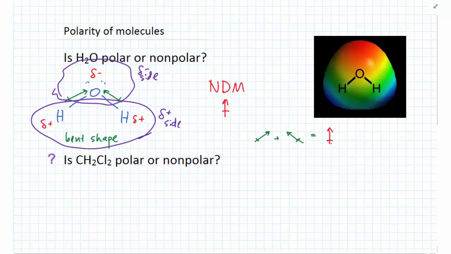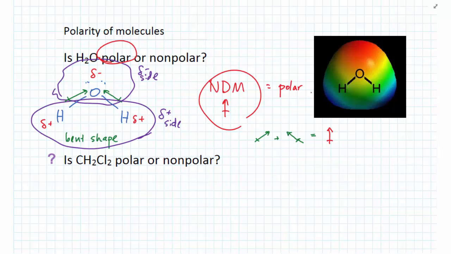So, water is what then? Polar or nonpolar? It has a net dipole moment. It can be divided into a minus side and a plus side. If you can identify a net dipole moment, that automatically makes the molecule polar. The net dipole moment defines the polarity of a molecule, in other words.